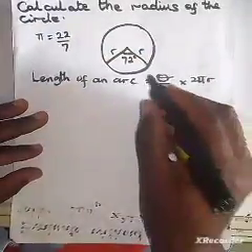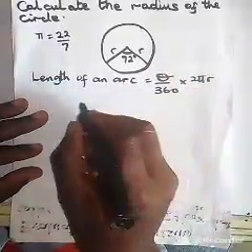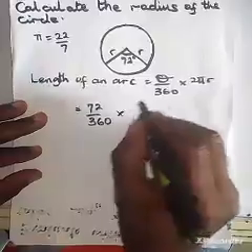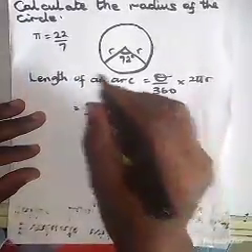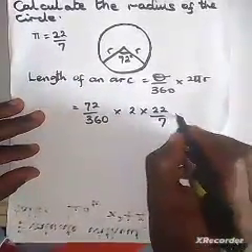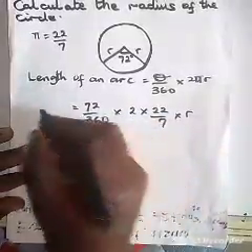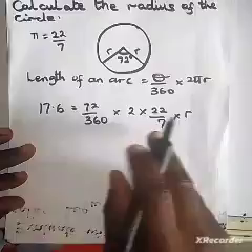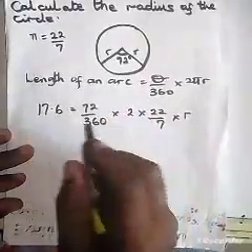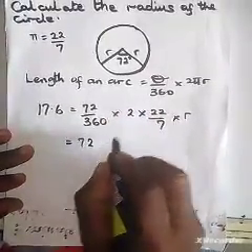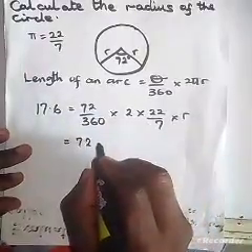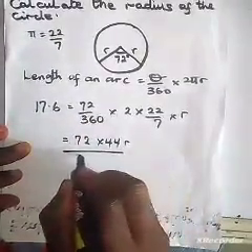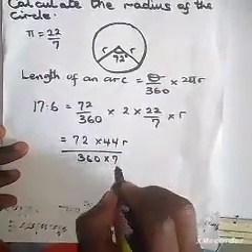So what we now do is our theta is 72 degrees. So we have 72 over 360 times our 2 pi. Our 2 times our pi is 44 over 7. Our radius we don't know, and the length of our arc is 17.6 from what we got. So we're going to multiply this by this, and this. 72 times 44 over 360 times 7.